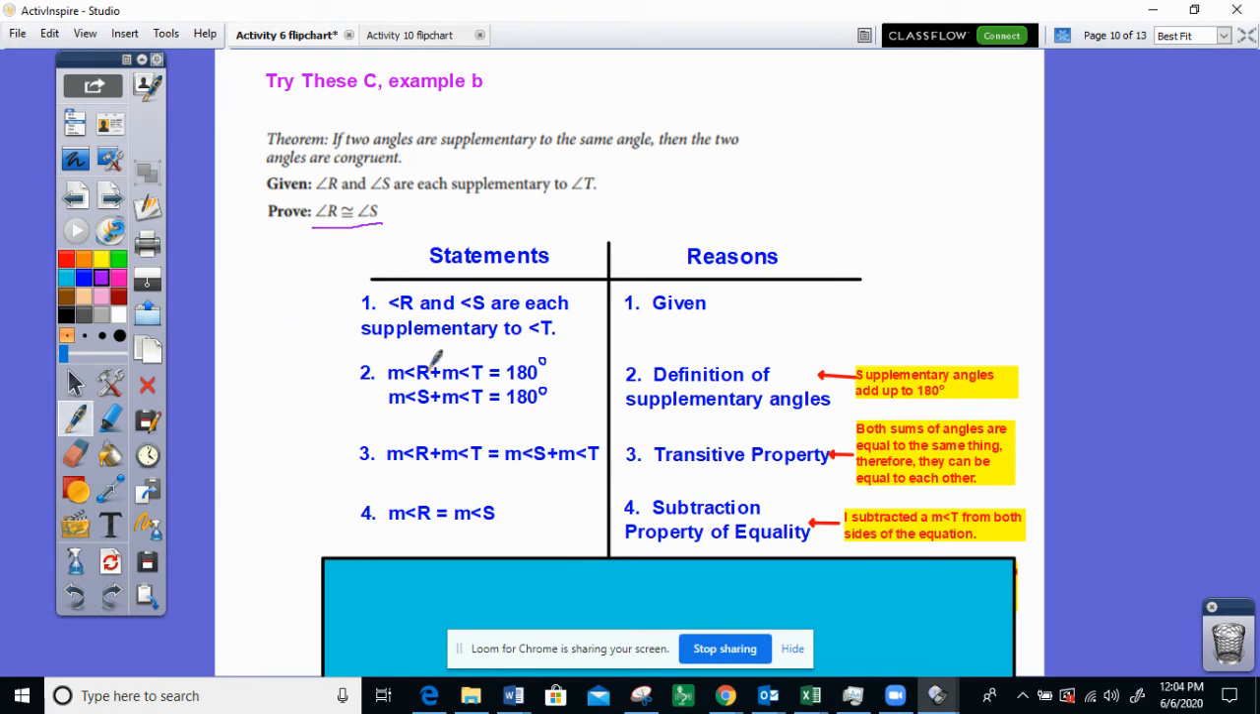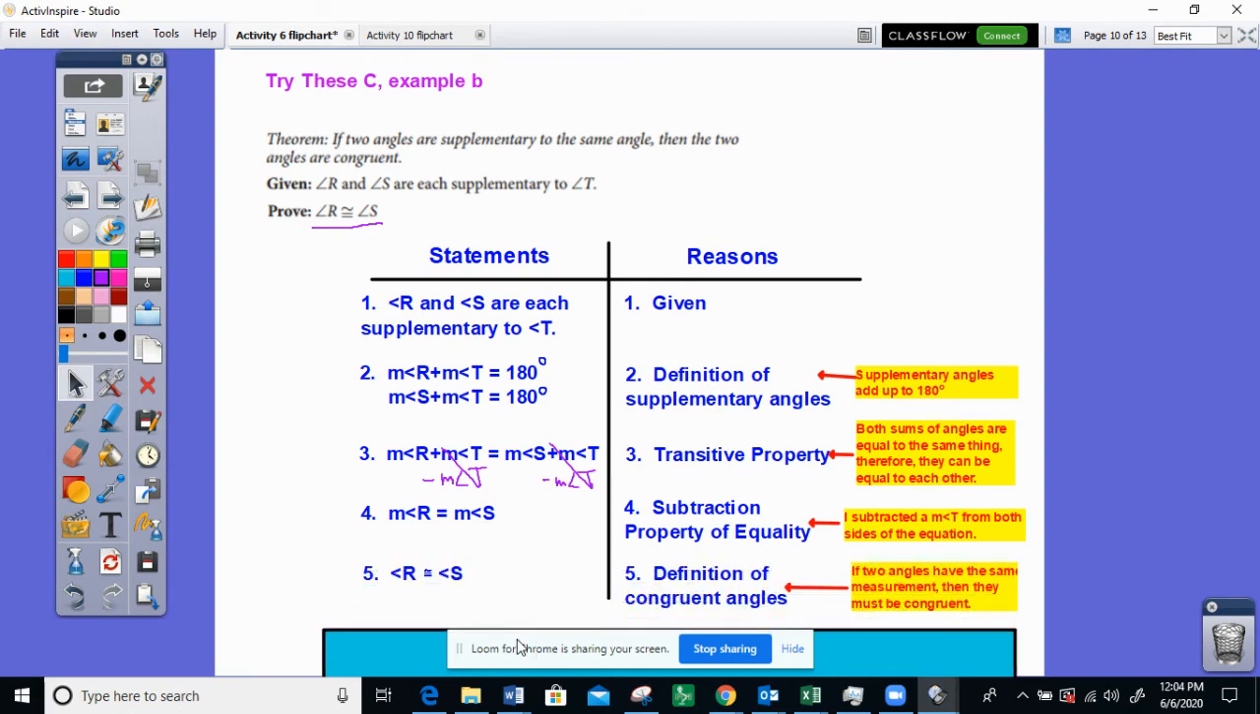I really like showing the work in these proofs. So we're going to put minus the measure of angle T, minus the measure of angle T. Those are going to cancel each other out. So if these 2 angle measures are equal to each other, that means that the 2 angles, angle R and angle S, have to be congruent to each other. If 2 angles have the same measurement, then they must be congruent to each other.